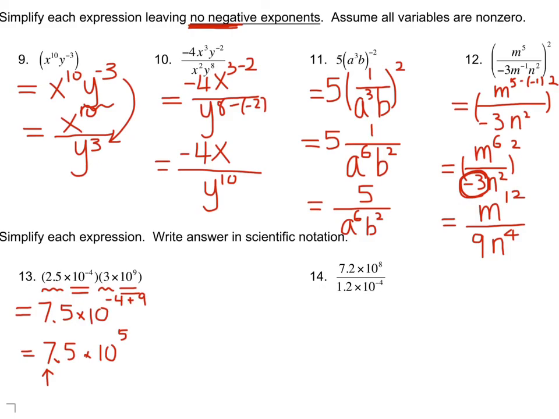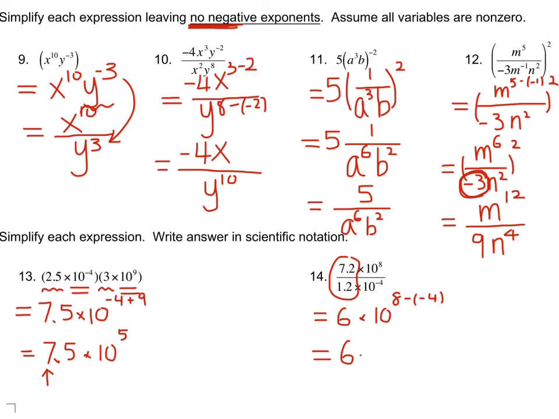Number 14. So again, I'm going to do the number division first. 10 to the 8th power, 10 to the -4 power. They are the same base, so I can deal with that. So what's 7.2 divided by 1.2? That is 6 times 10 to the 8 minus -4. 8 minus -4. Don't forget, you are subtracting. Dividing means that you have to subtract the exponents.